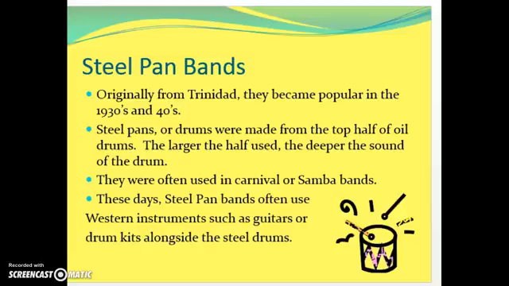Steel pan bands. Originally from Trinidad, they became popular in the 1930s and 1940s. Steel pans or drums were made from the top half of oil drums. The larger the half used, the deeper the sound of the drum. They were often used in carnival or samba bands. These days, steel pan bands often use Western instruments such as guitars or drum kits alongside the steel drums.